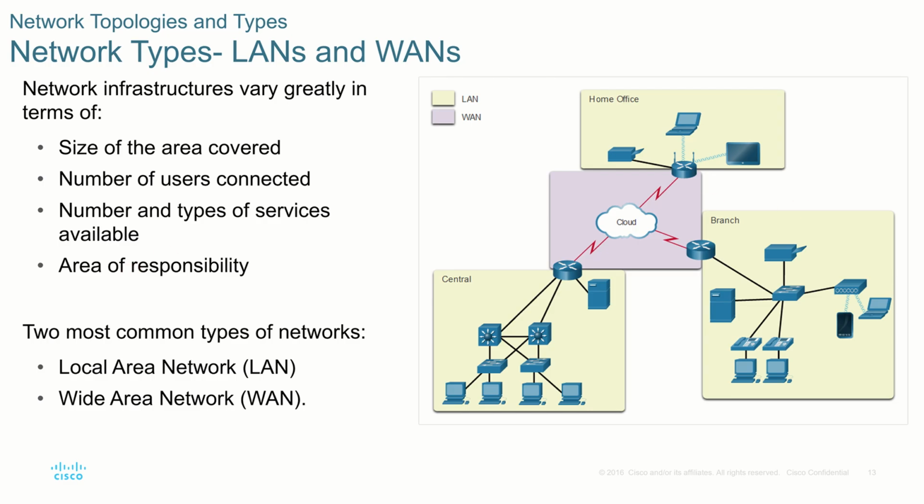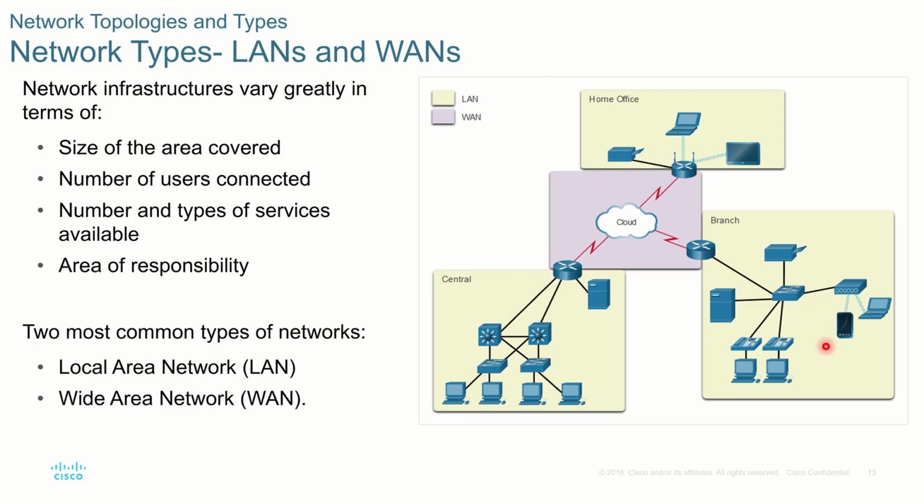So in this diagram, it shows multiple LANs at a central office, branch office, and also home office. So we have three independent LANs here, and each of these LANs connects local devices such as computers, servers, and also phones within a limited area.